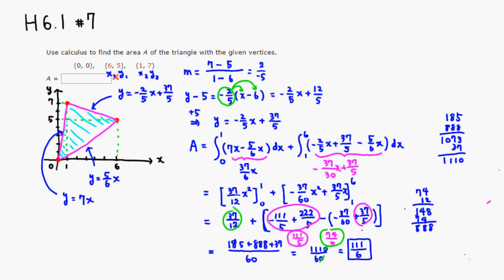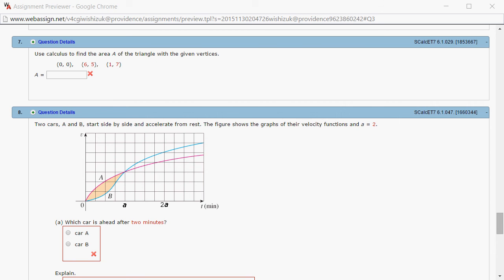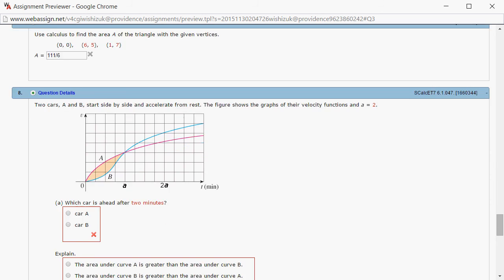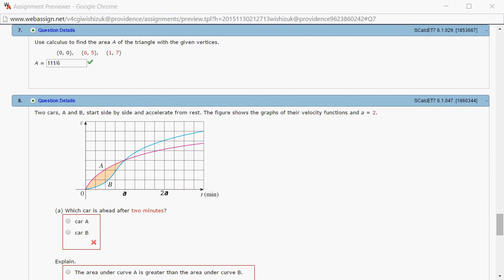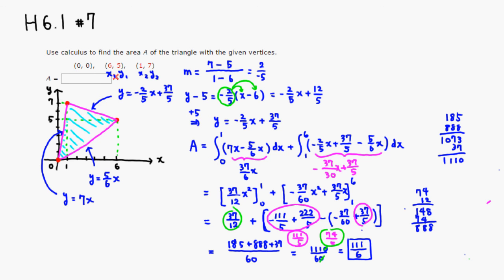And hopefully I got the computation correct. So let's type it in. All right, so we got 111 over 6. Let's submit for testing. Surprisingly, I did it correctly. So it's a little tedious, but we got to the solution. All right, that's it. I hope that this was clear.